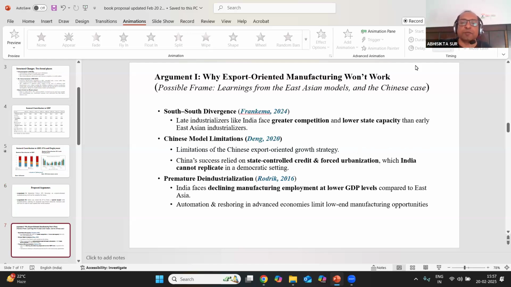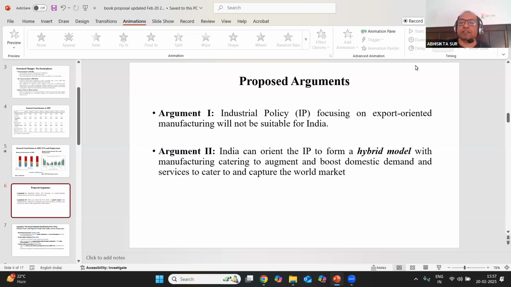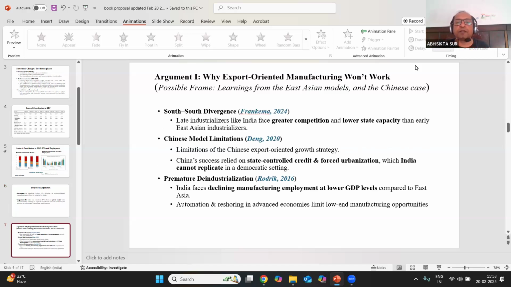So for the first argument, that is why industrial policy should not be export oriented, sir, we look at, thank you for sending the papers in the last team discussion. We basically focus on three papers. I have also tried to refer to some other papers, but basically we try to concentrate on these three papers to set our arguments.